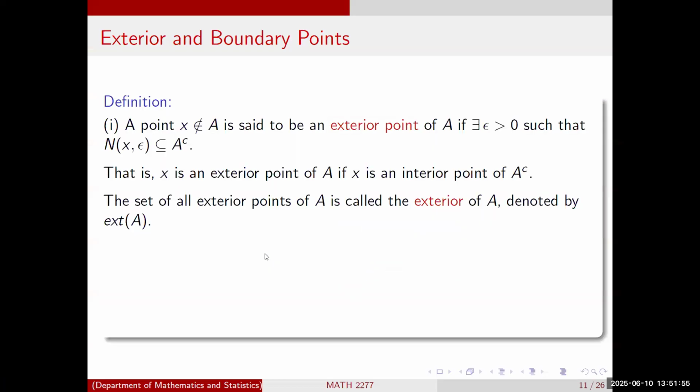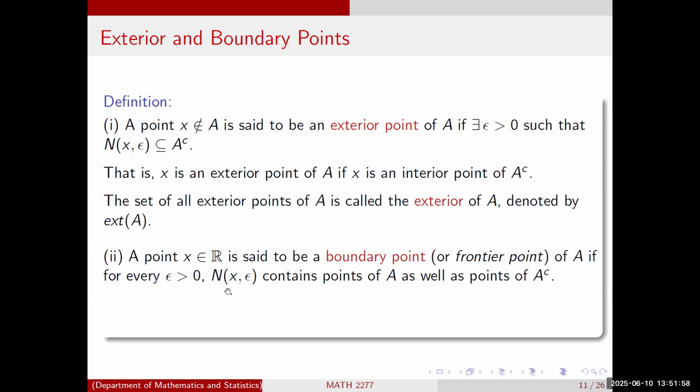And the last definition has to do with what are called boundary points. A point X belonging to R is said to be a boundary point or a frontier point of a set A if for every neighborhood, every epsilon, every neighborhood you put around that point is going to contain points of A as well as points of A complement. Think about sitting on a wall or on a fence. If you move to the left of you, you're inside, and to the right of you, you're outside. So you're on the boundary.